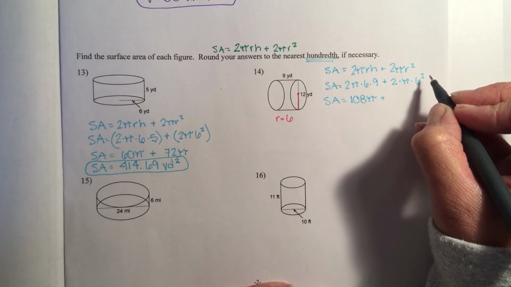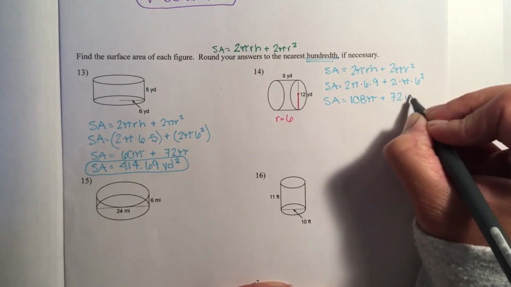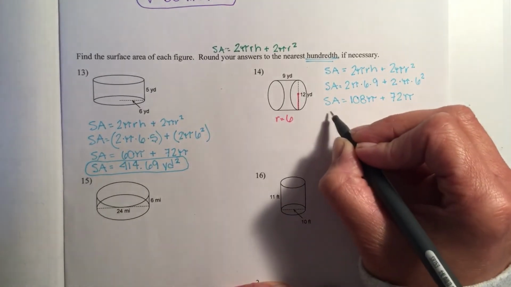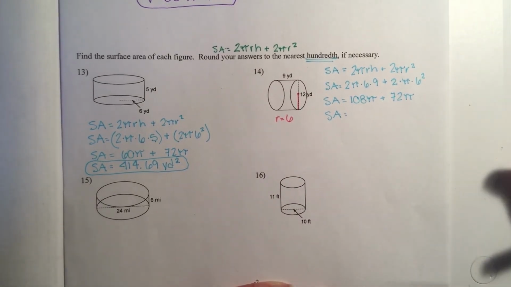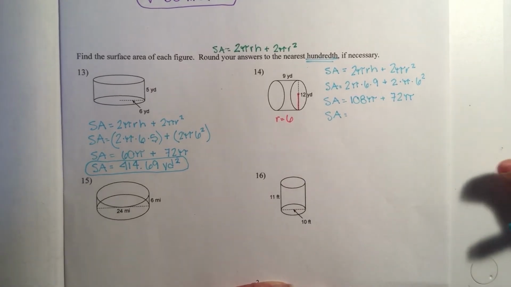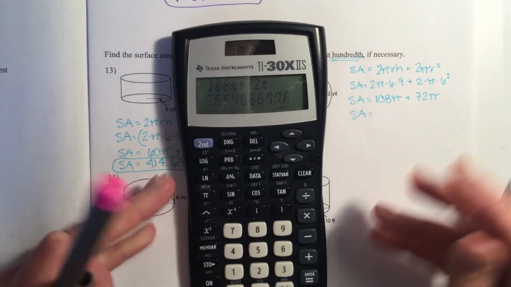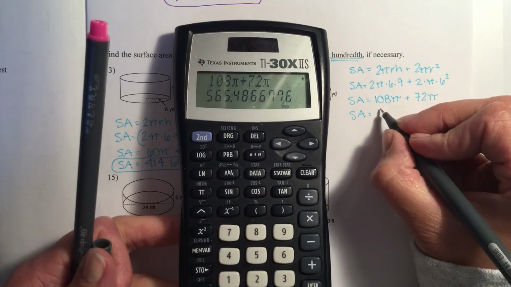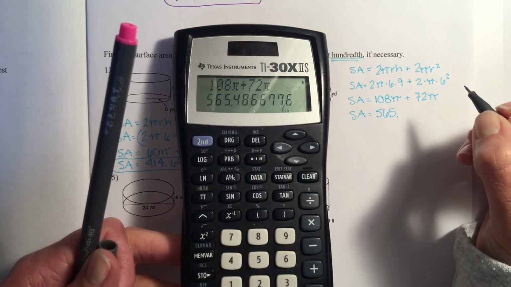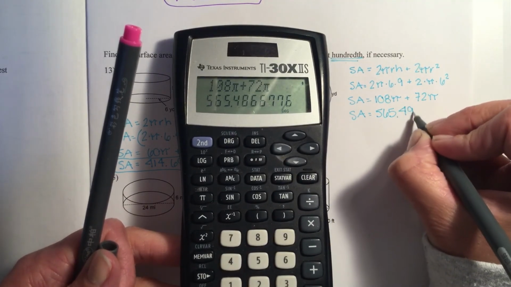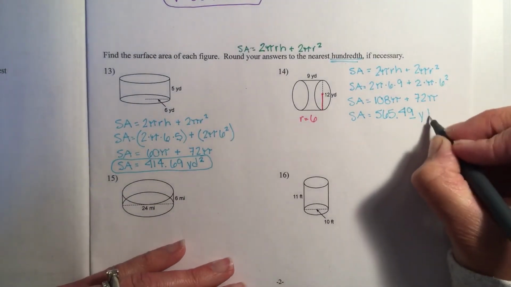36 doubled again is 72. And so if I add those together, I get 108 pi plus 72 pi. And if you guys can see that, it gives me 565 point, and then that 48 goes up to a 49 because the 6 came after that 8. The 6 is greater than 5. Yards squared.